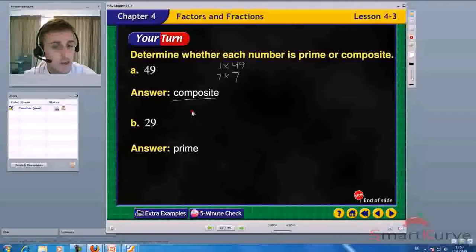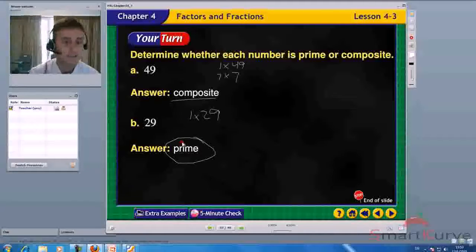29. 29 can only be multiplied by 1 and itself. There are no other numbers, so it is a prime number. Two factors. 49 has three factors, 1, 49, and 7. 29 only has two, 1 and 29.